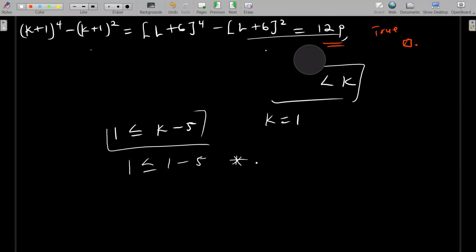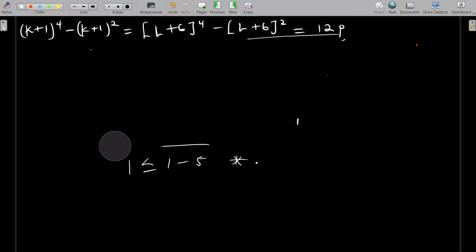But the base cases that we used were only 1. And k, we said k is greater than or equal to 1. For any k that is greater than or equal to 1, the claim is true. No, we should start with for any k that is greater than or equal to 6.